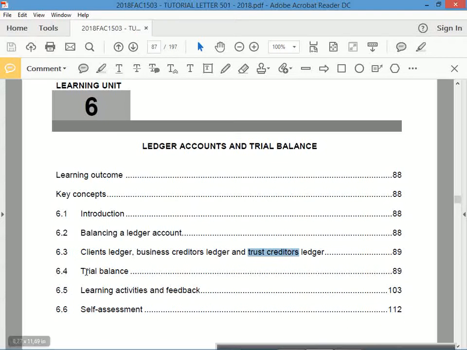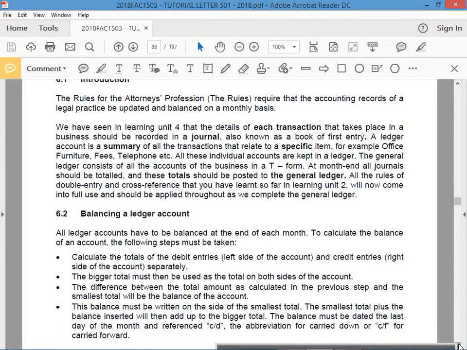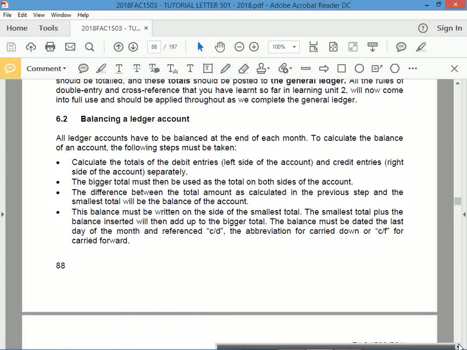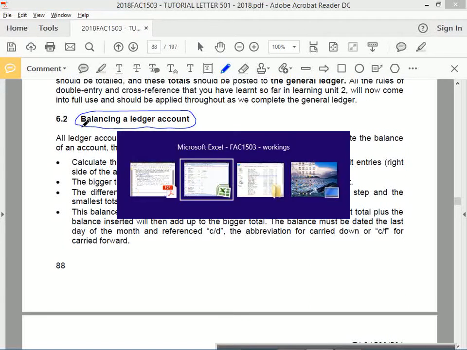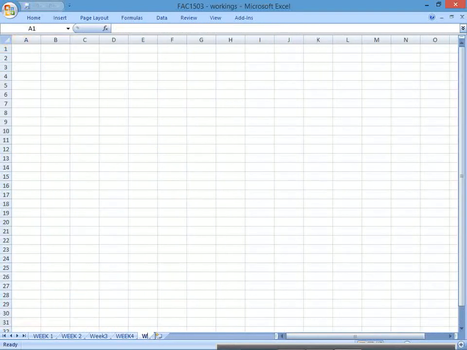Then you've got the trial balance, which we've seen before, list of debits and credits. And then you've got some activities and self-assessment questions to look at. Okay, so it's a really short section here. There's not too much new content. The first bit is obviously this, the balancing of the general ledger account. Okay, you've seen a general ledger T account before, so I'm going to use bank as the example. You can have a trust bank account, or you can have a business bank account. It doesn't matter which. So let's look at the balancing.